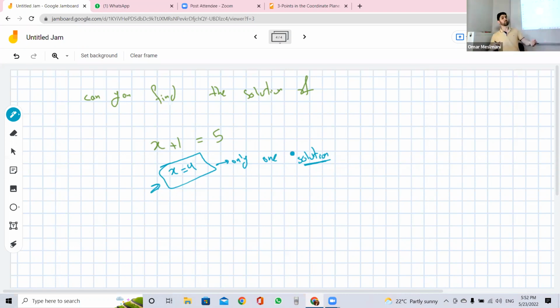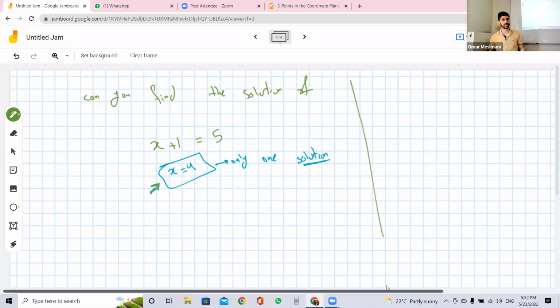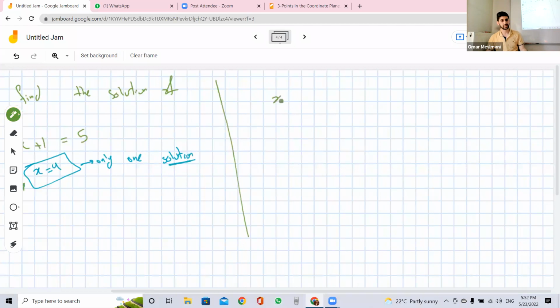Nice. So when I have an equation like X + 1 = 5, here I can find that I have only one solution, which is X equals 4. That is the only solution I can say. Right now, what if I have something like this? Stay with me for a minute.